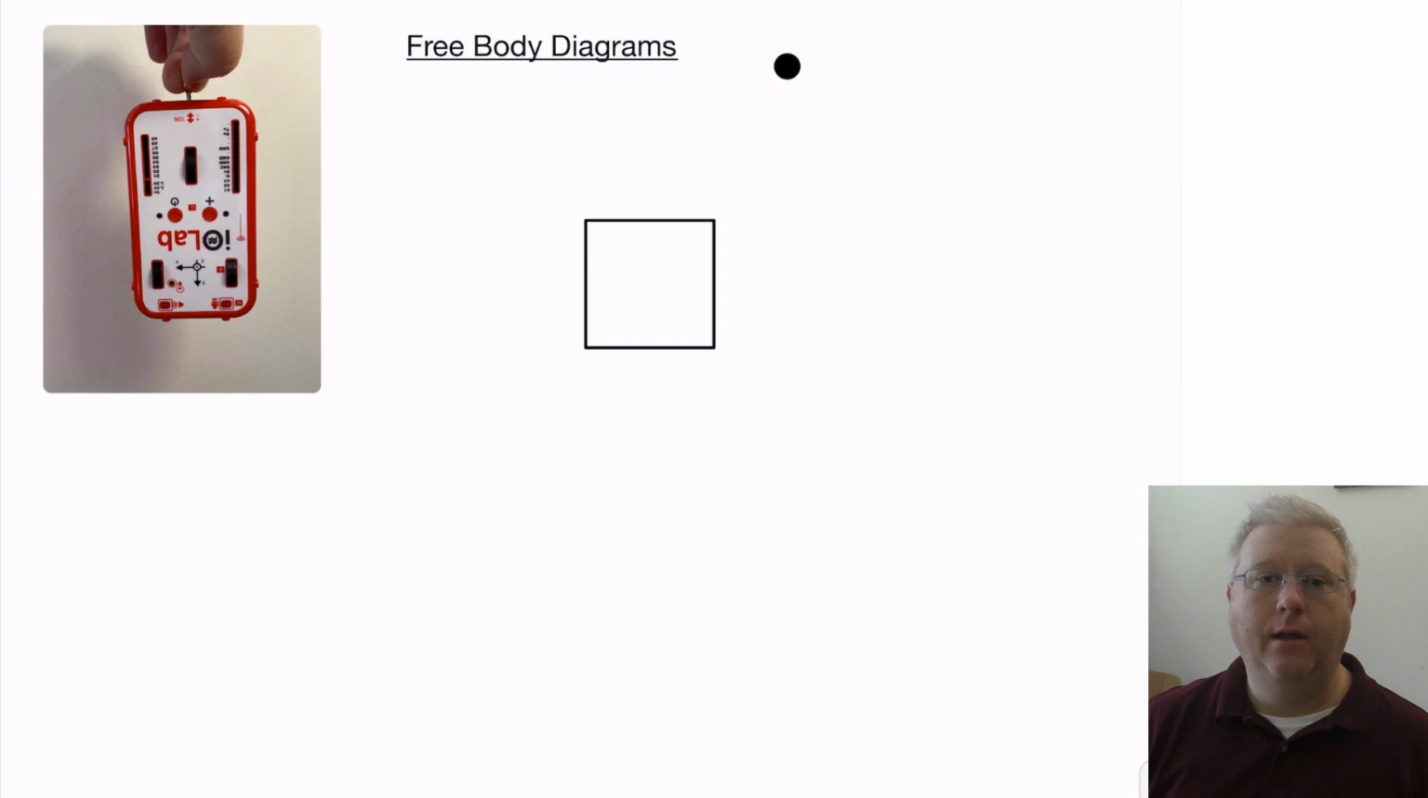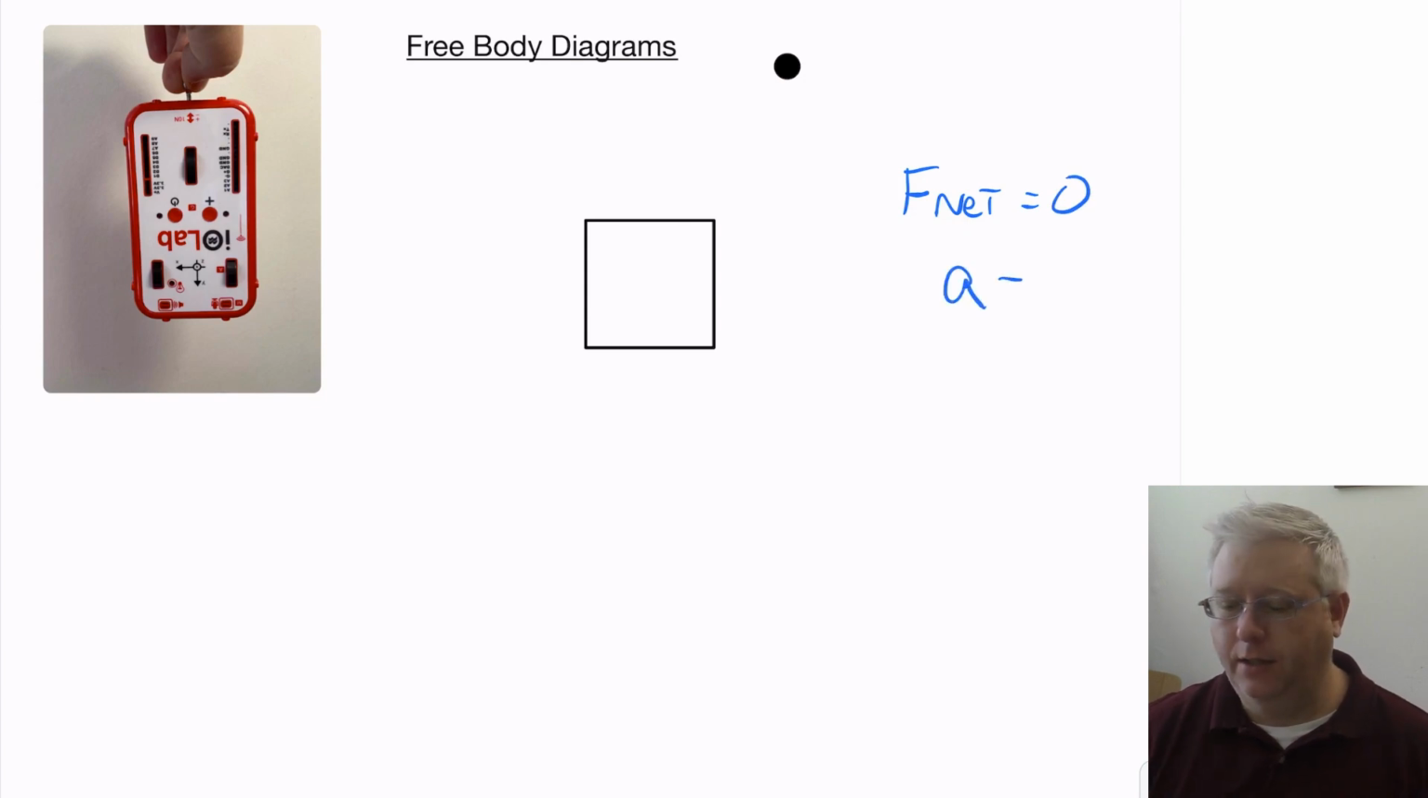So here I'm holding the iOLAB device up in the air. It's stationary. It's not moving. So we could say, first of all, that the net force on it is going to be 0. It's not moving, so the acceleration is 0. So what are all the external forces acting upon the iOLAB device in order for it to be hovering there in the air? First of all, we know gravity always acts downward.